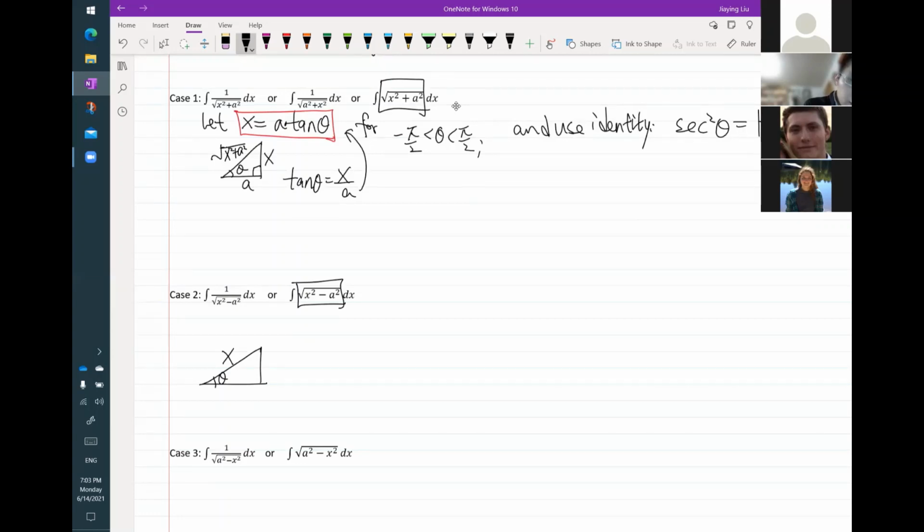And this one we're going to call a, I believe. So that means this leg here will be the square root of x squared minus a squared. But I will see, memorize this. Let me use a different color there. So think about this setup.